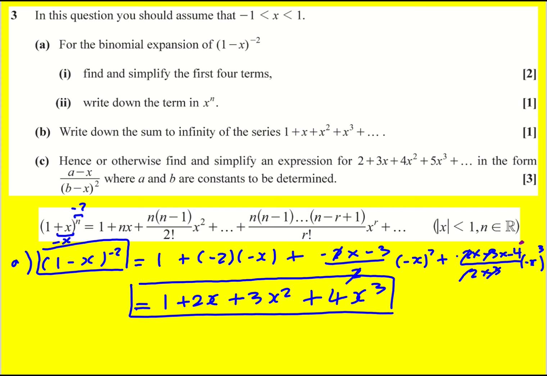So write down the term in x to the n. I've kind of actually talked about it, and you're meant to just spot what's happened here, and you don't need to go into any more depth than that. Whatever the power is, the coefficient is one more, and so the term in x to the n is going to be n plus 1 times x to the n.